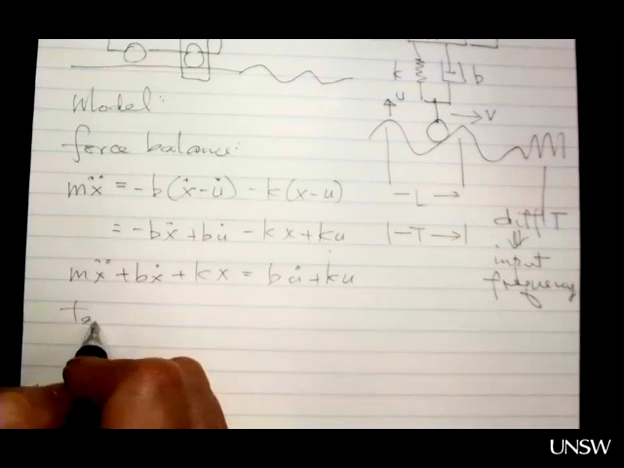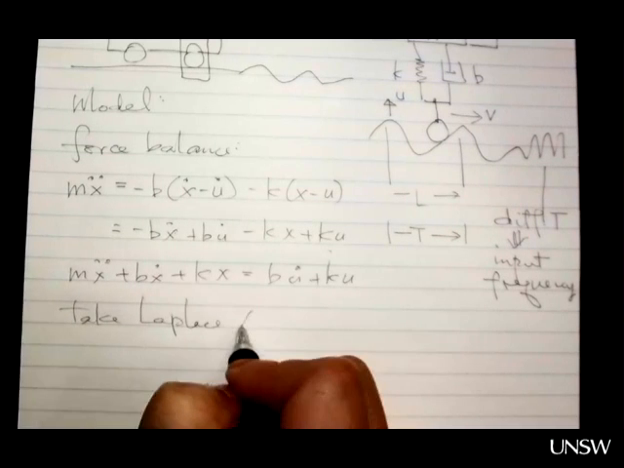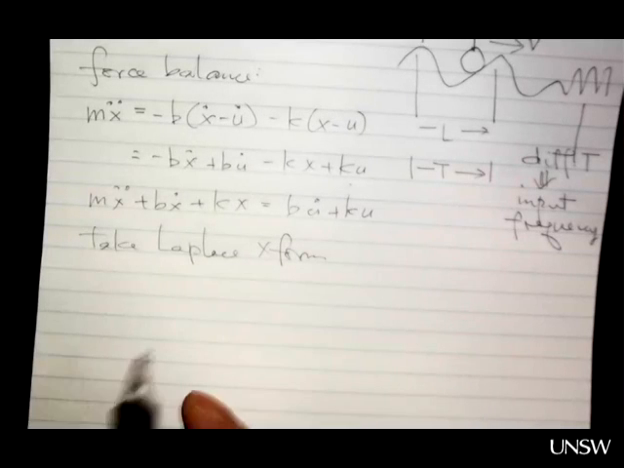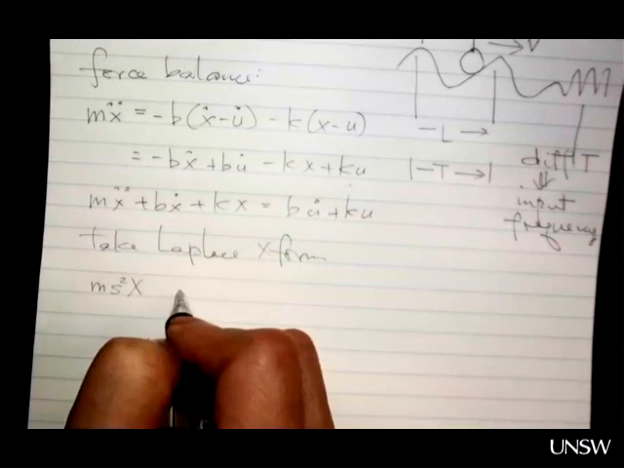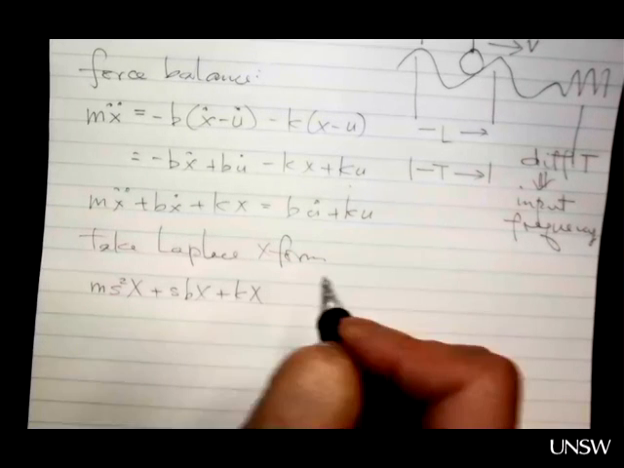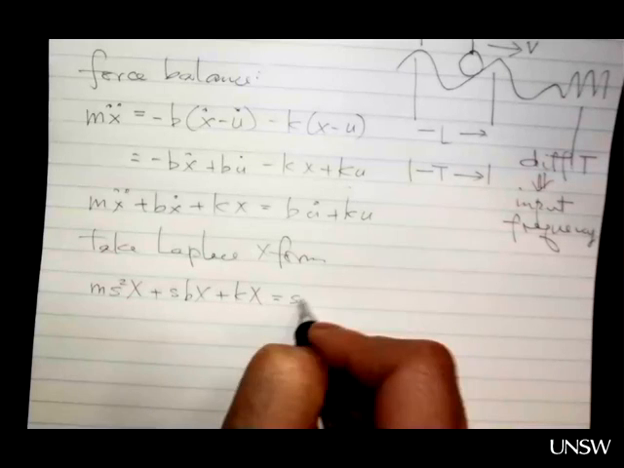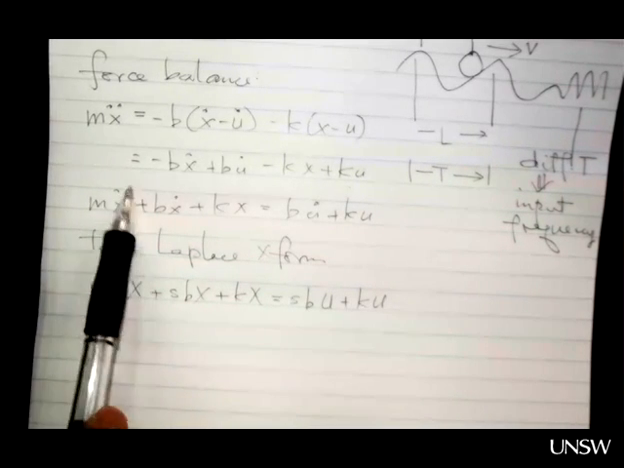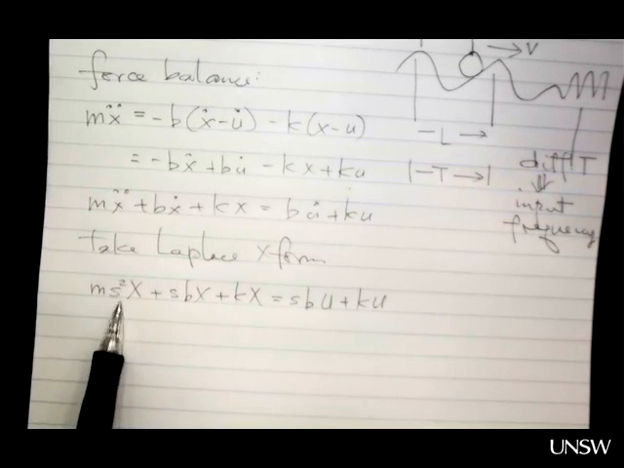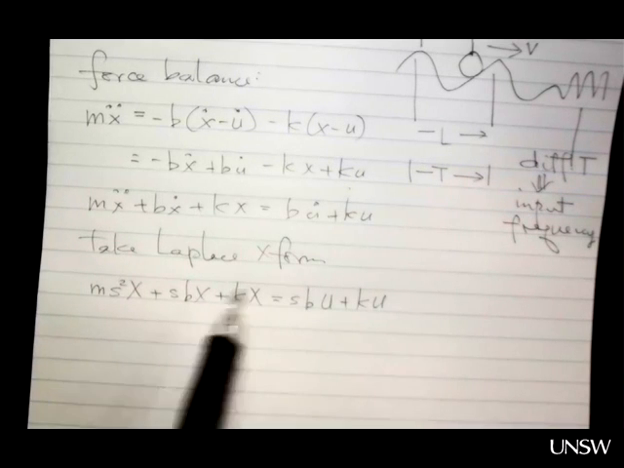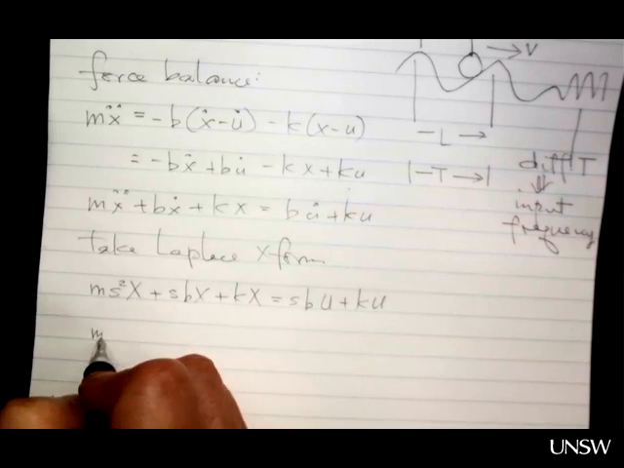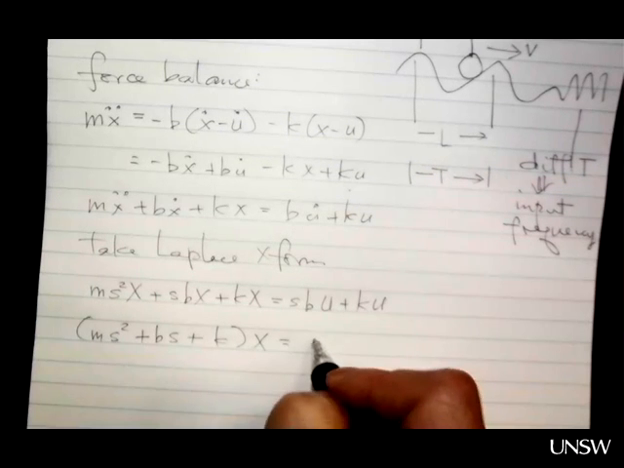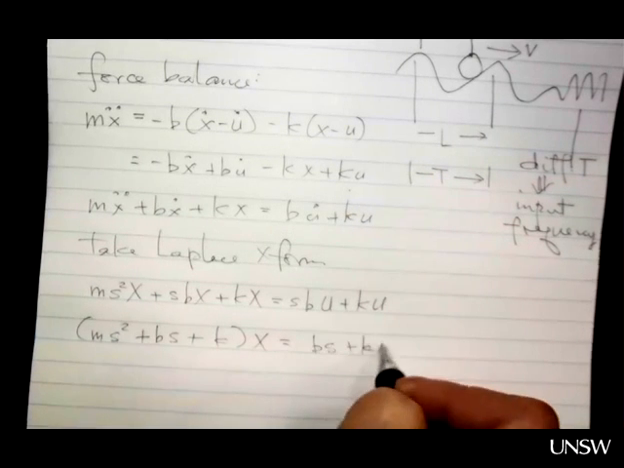So if we take the Laplace transform, then we have m s square X plus s b X plus k X equals s b U plus k U. So in taking the Laplace transform, the twice differentiation becomes the square term of the s variable. And then we factorize out all the X and all the U. So we have the m s square plus b s plus k, so it equals b s plus k and then U.